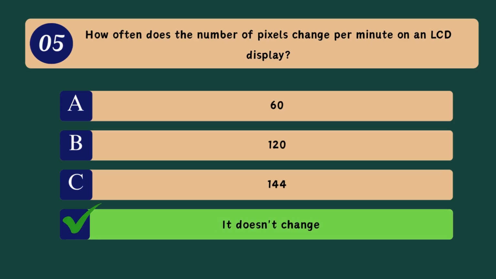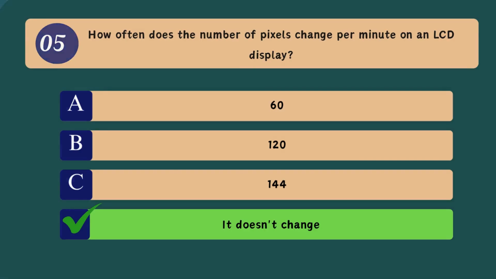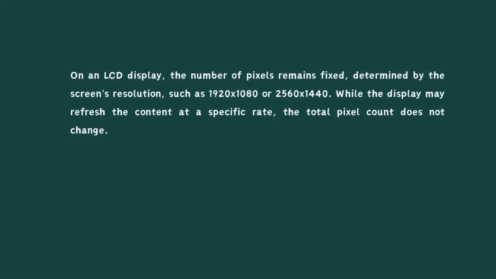Correct answer: D. It doesn't change. On an LCD display, the number of pixels remains fixed, determined by the screen's resolution, such as 1920 x 1080 or 2560 x 1440. While the display may refresh the content at a specific rate, the total pixel count does not change.